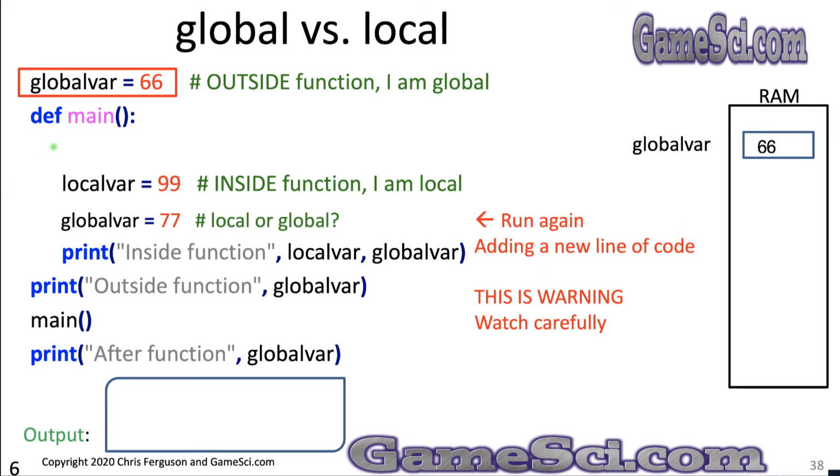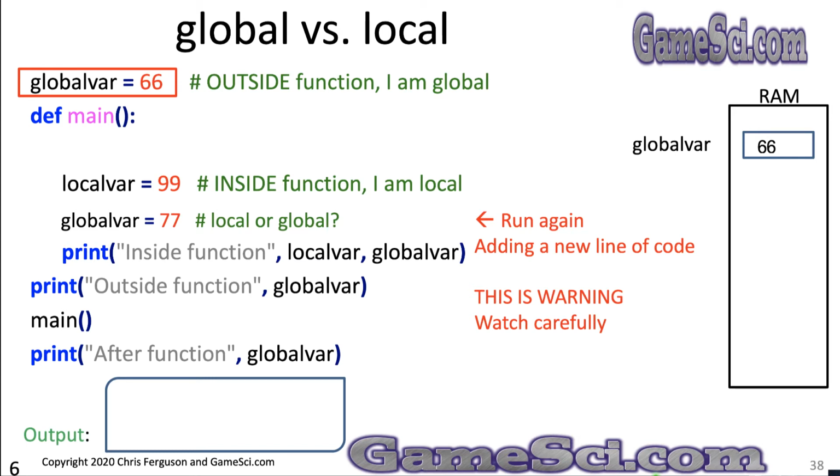You'll recall I left some blank lines up here. I left a blank line here and I left a blank line here. I'm going to add more code to better explain how locals and globals work. I'm going to run it again, but this time I'm going to add a new line of code. I'm going to say global var equals 77, and I'm going to put a local or global with a question mark here because I'm not quite sure. This is a warning. Watch carefully how the variables work in this case, because something strange is going to happen here. This is one of the things Python does a little bit weird that we have to know about.